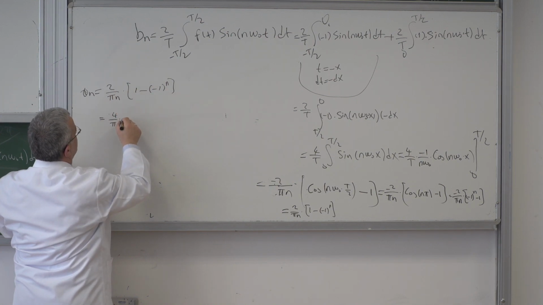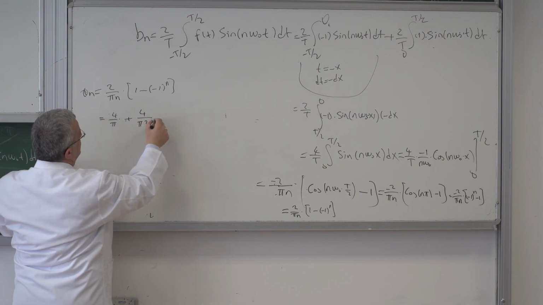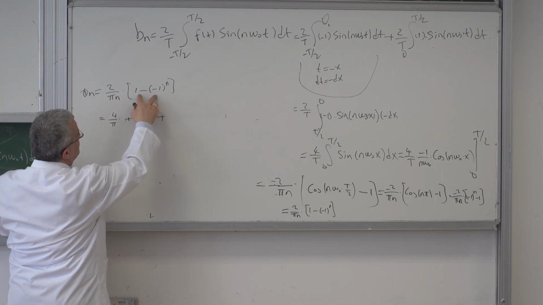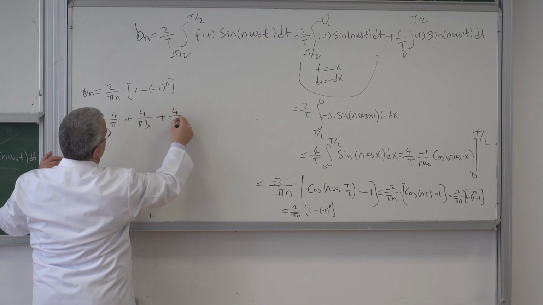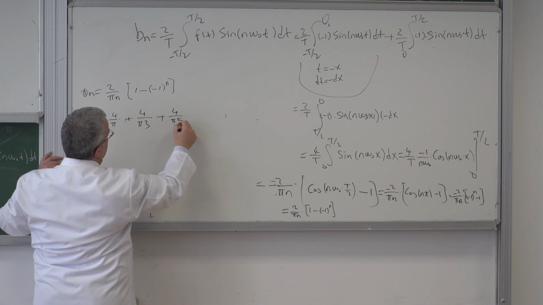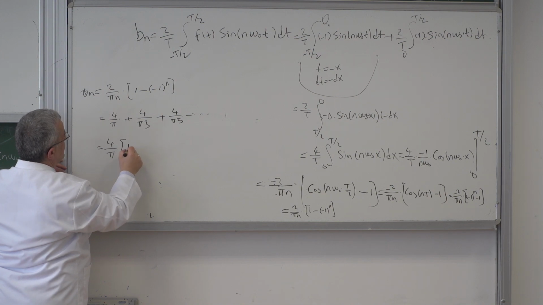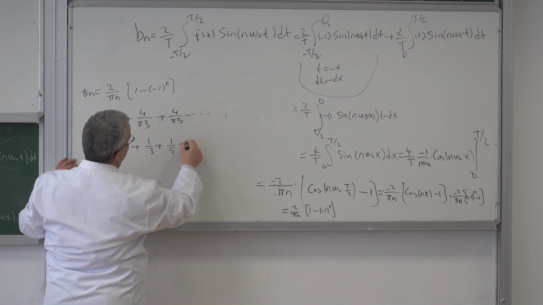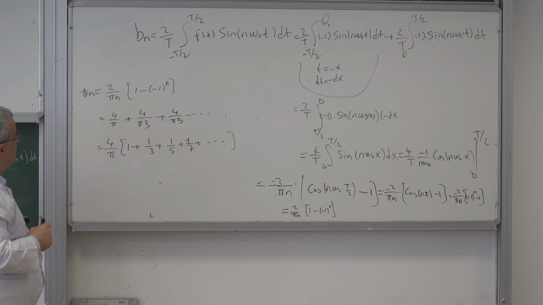So this is 4 over 3 pi. Right? Then next one, for n equal to 4, this is 0 again. For 5, it is 2 again. So just take this 4 over pi out. So you have 1 plus 1 over 3 plus 1 over 5, 1 over 7, etc.